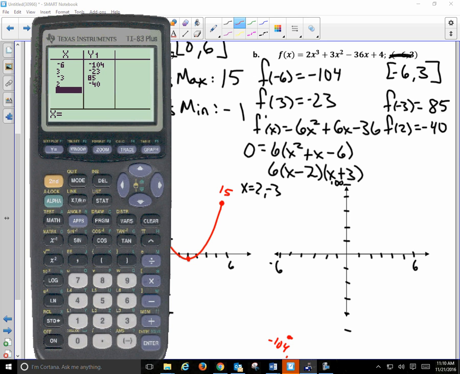Kill any calculators on the tests? Okay.